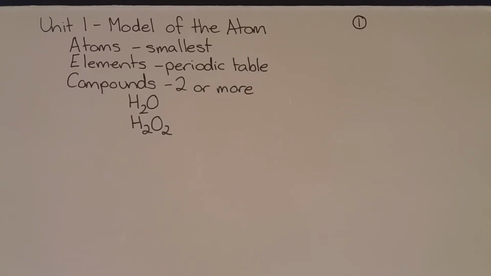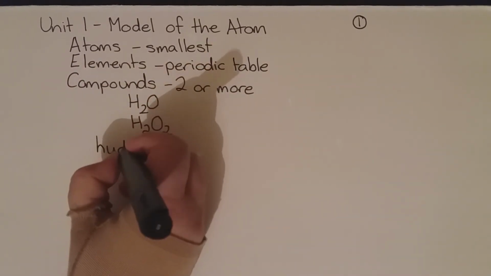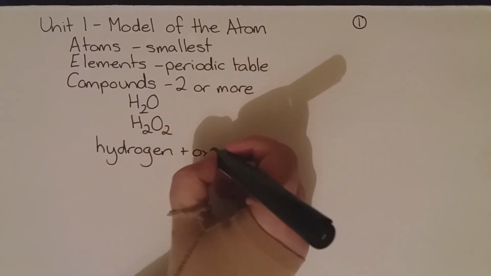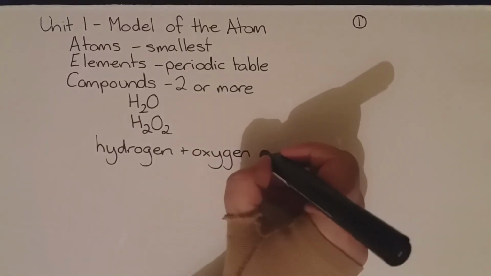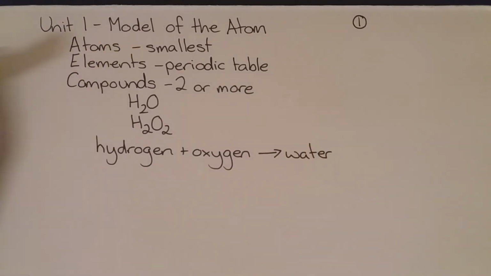We need to be able to write word equations and symbol equations to represent chemical reactions, and when we do so, we need to use the correct symbols within them. For example, if we're writing a word equation for the formation of water, in between the two reactants, hydrogen and oxygen, we need to put a plus sign. In between the reactants and the products, we need to put an arrow. We must never put an equal sign. If we do, it will be marked wrong in the exam.